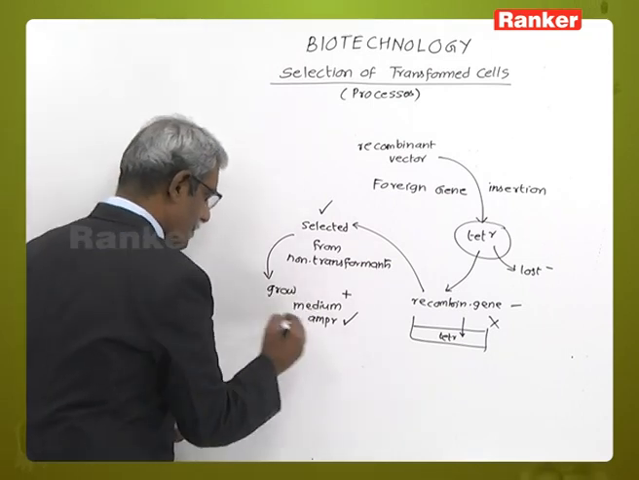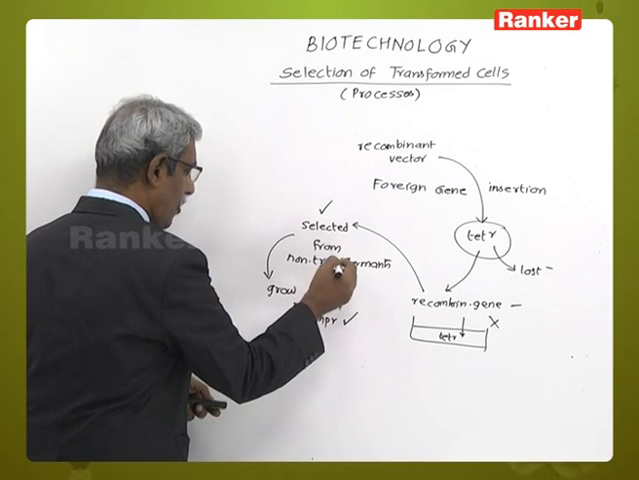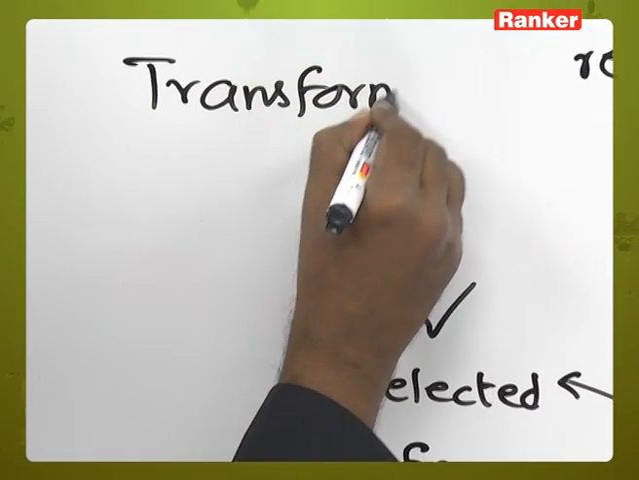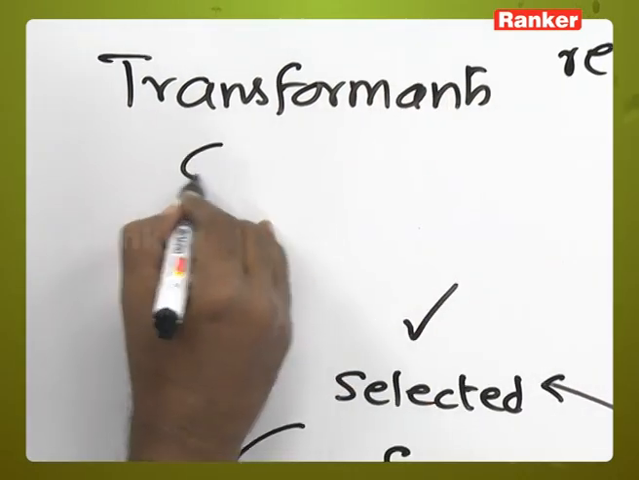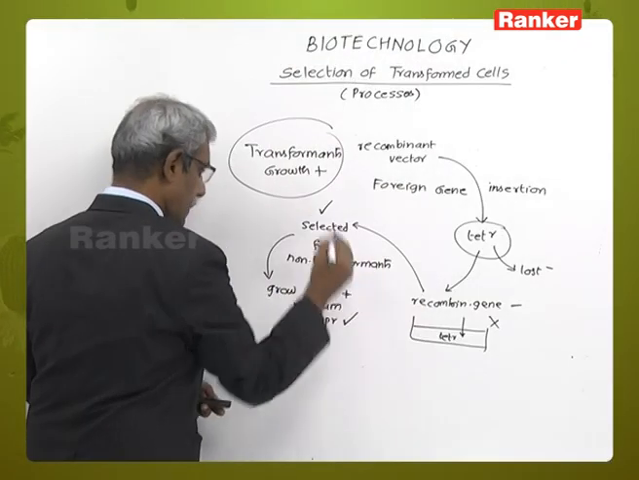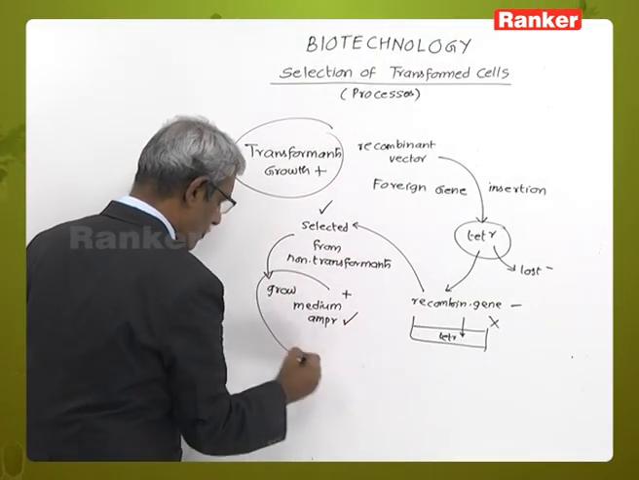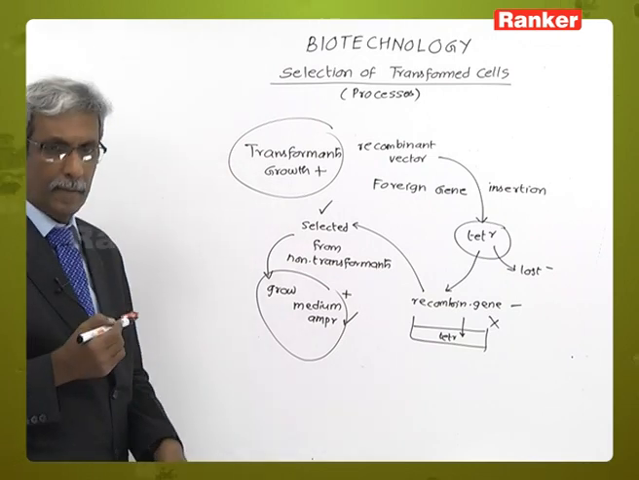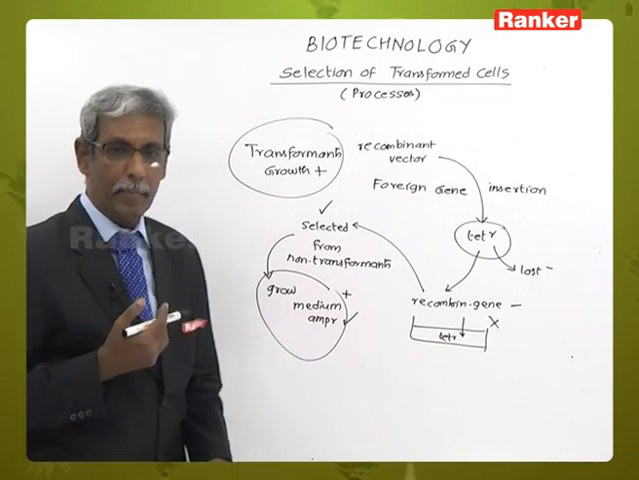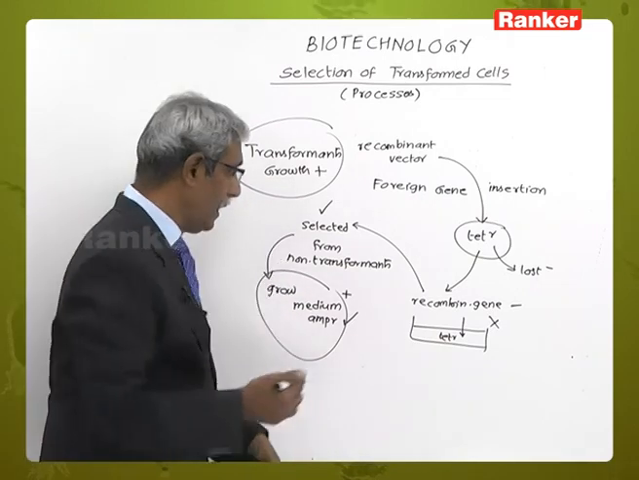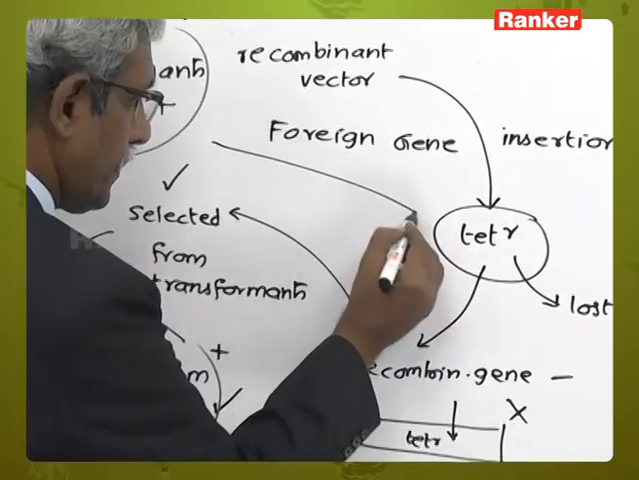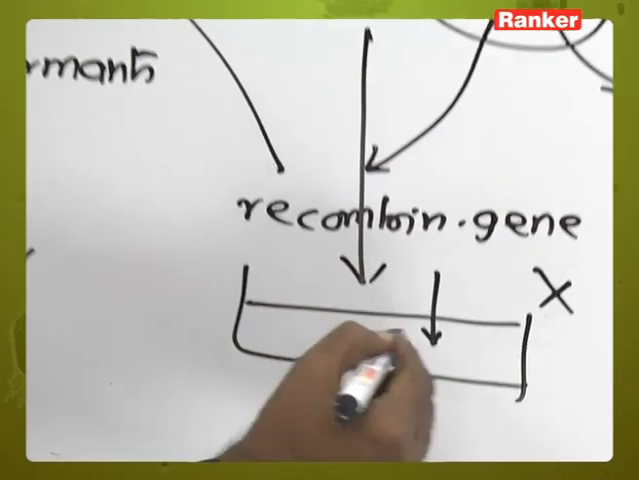So, the transformants, where the foreign gene is present, are termed transformants. These transformants can show growth, especially in a medium which is rich in AmpR. Now, if the transformants are placed in TetR, they show no growth.